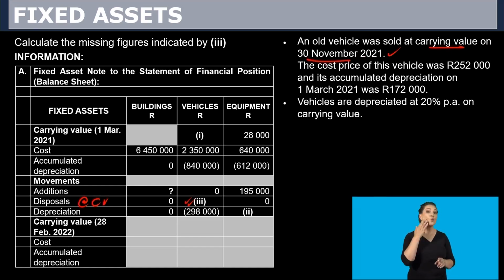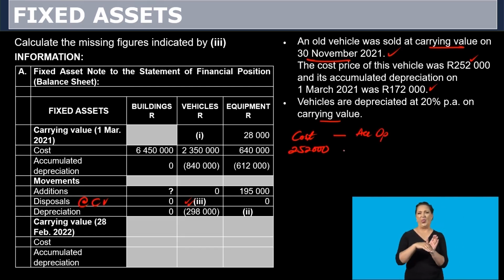On 30 November, very key, very important that you take note of dates. The cost price of this vehicle was 252,000. Its accumulated depreciation was 172,000, and vehicles are depreciated at 20% per annum on carrying value. So I know that if I take the cost, which is 252,000, and I subtract the accumulated depreciation, which is 172,000, it will give me my carrying value.